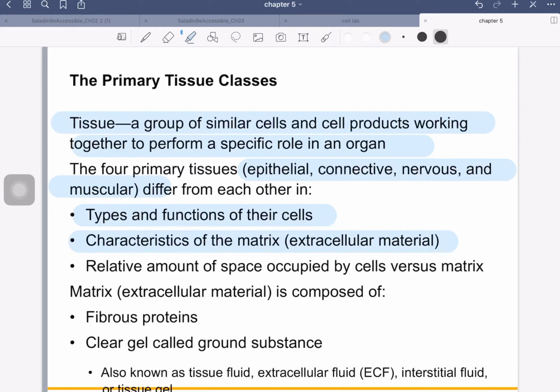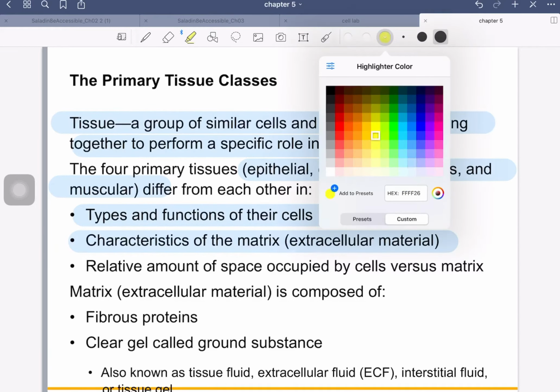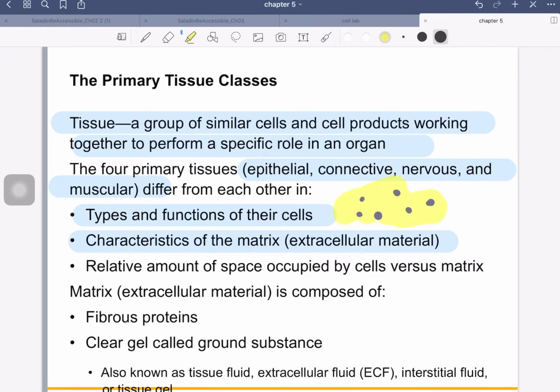Now, what's the matrix? Here we have cells within a tissue, and the matrix is the material basically surrounding the cells, outside the cells. It's the material that the cells exist in. Now, in some tissues, it's basically almost all cells with very little visible matrix. In other tissues we're going to see, there are much fewer cells with a lot of matrix. So the ratio of cells to matrix often gives you an indication. And we can see here that the relative amount of space occupied by cells versus matrix varies from one to the next.